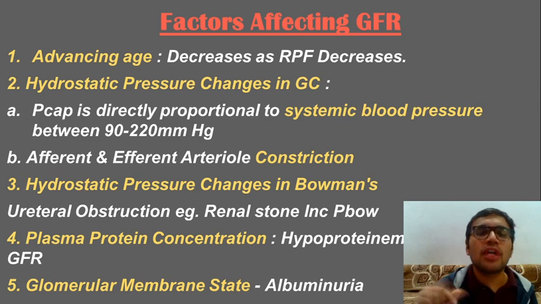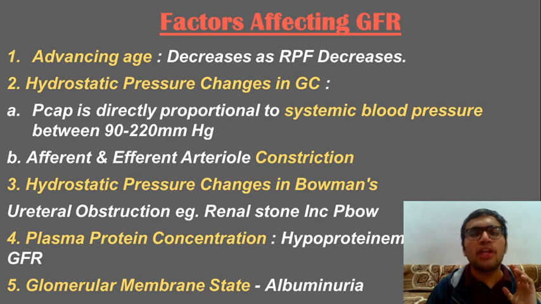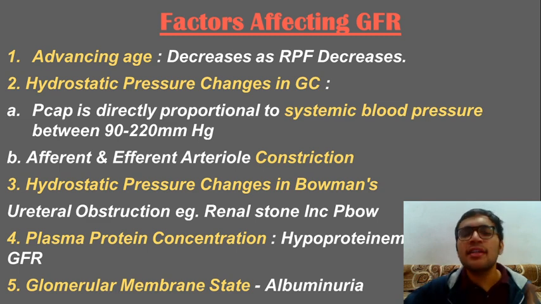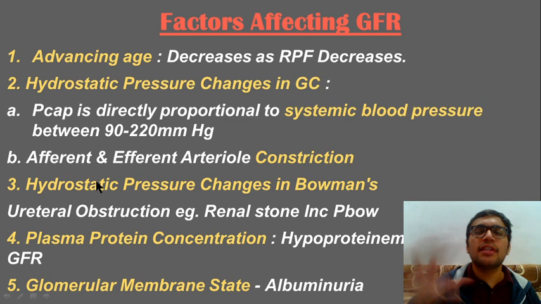This is what you study in blood pressure regulation: whenever there is a fall in blood pressure, GFR will decrease, and when there is a rise, it will increase. So the first thing is systemic blood pressure. Second, you can affect the hydrostatic pressure in the glomerular capillary by afferent and efferent arteriole constriction and relaxation, which I will tell you in just a minute, or in the next video, in which we will see regulation of GFR. Then the third point can be hydrostatic pressure changes in Bowman's capsule.